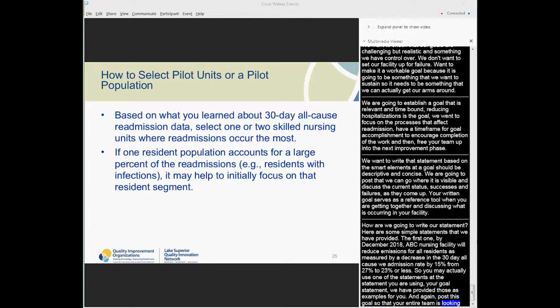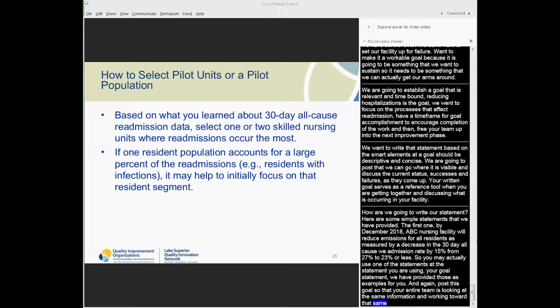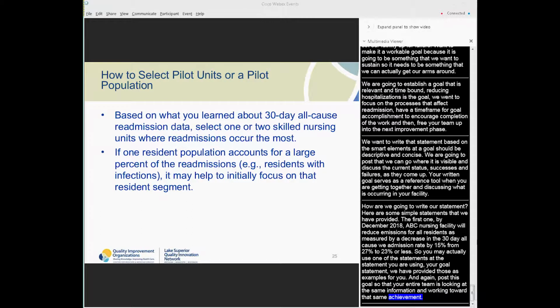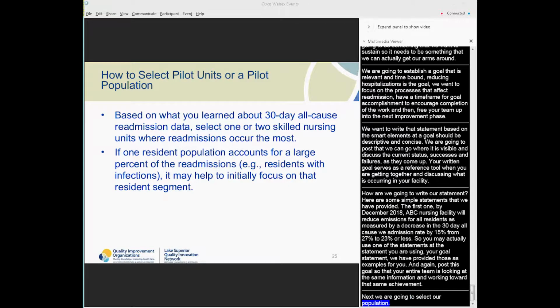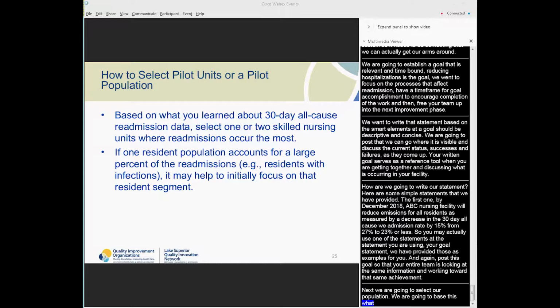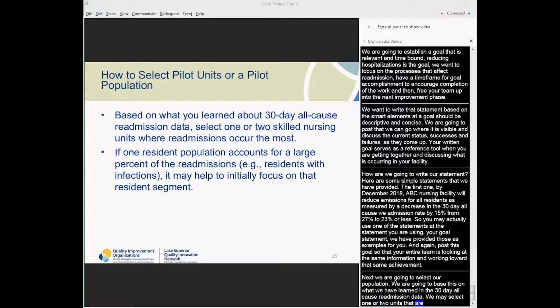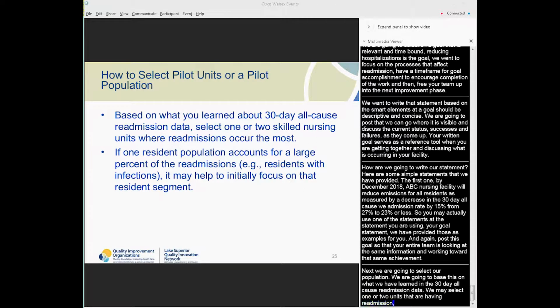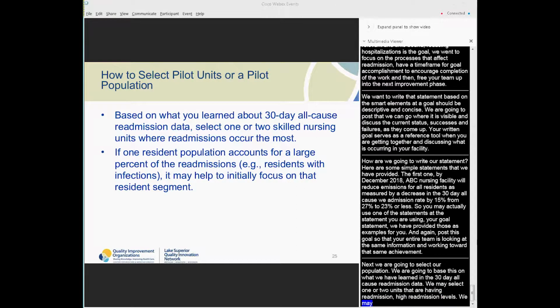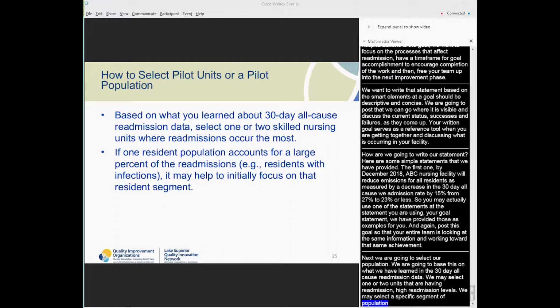Next, we're going to select our population. We are going to base this on what we've learned in the 30-day all-cause readmission data. We may select 1 or 2 units that we're having high readmission levels. We may select a specific segment of the population. That's what we're going to do. We're going to start with a smaller segment of the population and then move to a facility-wide population if the measure is working.